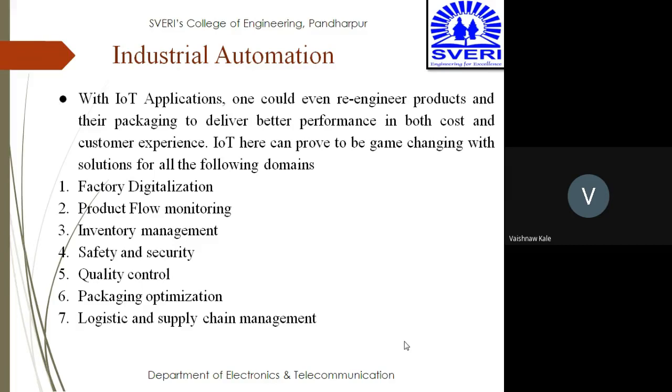So for the following domain, first one is factory digitalization. Obviously most of the parts you find that there are analog processes going on, so the digitalization has to be done. Then product flow monitoring, so obviously that flow can be monitored and controlled. Then inventory management has to be done. Then you can go for the safety and security. Then quality control can also be easily done once you monitor and control the things. Then packaging optimization, then logistics and supply chain management.